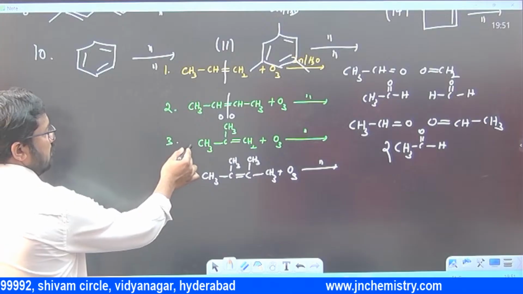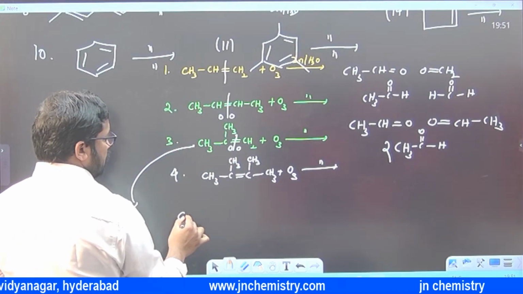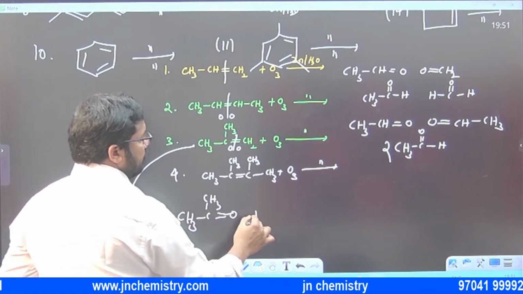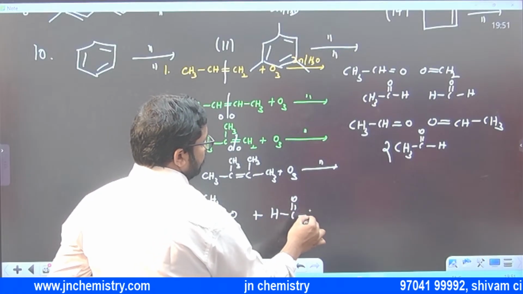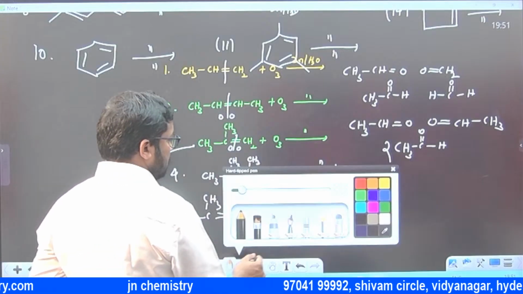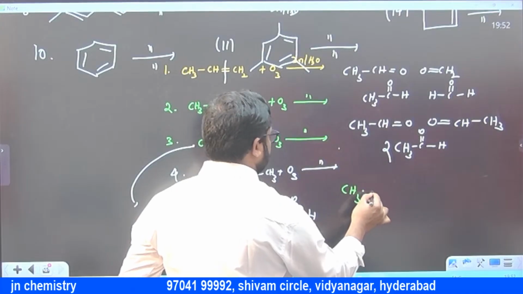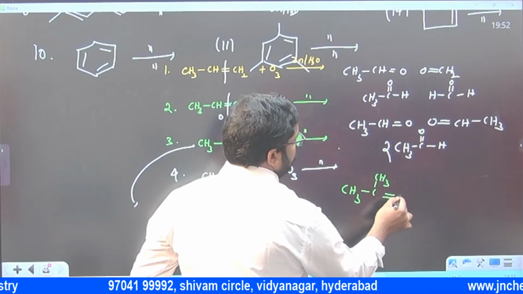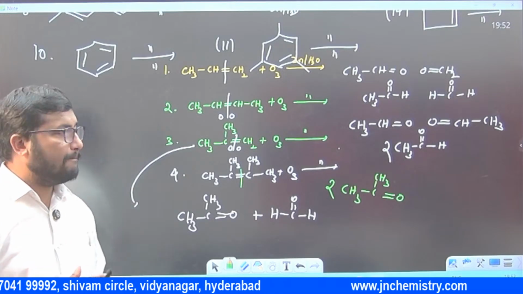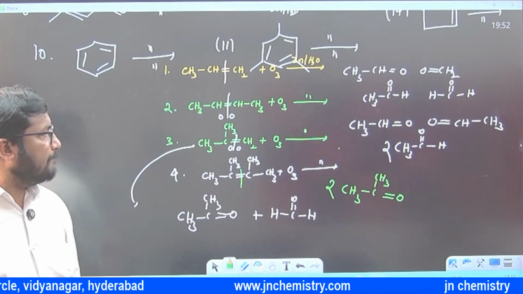This one, so CH3, ketone, acetone plus formaldehyde. Acetone plus formaldehyde, third one. Fourth one, 2 moles of acetone, CH3. 2 moles of acetone. Any doubts you can ask me. Done? Yes.